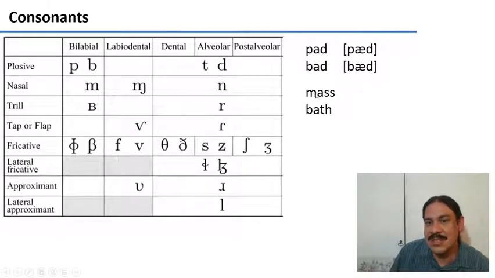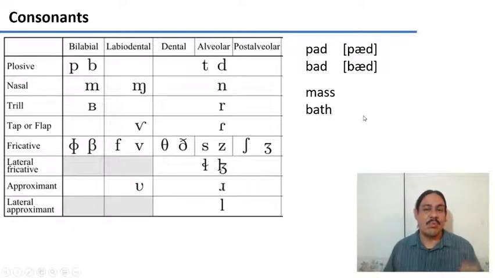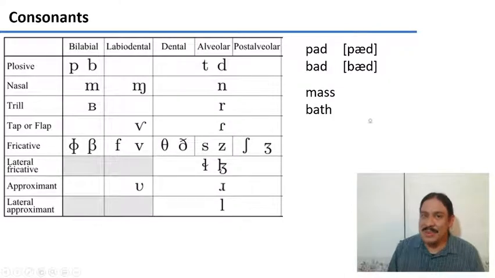So there's some consonant in the IPA table, this vowel, and then some consonant in the IPA table that goes after the vowel. So there should be three things for mass and for bath. Give it a try. What's the IPA transcription of the words mass and bath? Each of them has three characters in the square brackets. Please give it a try.